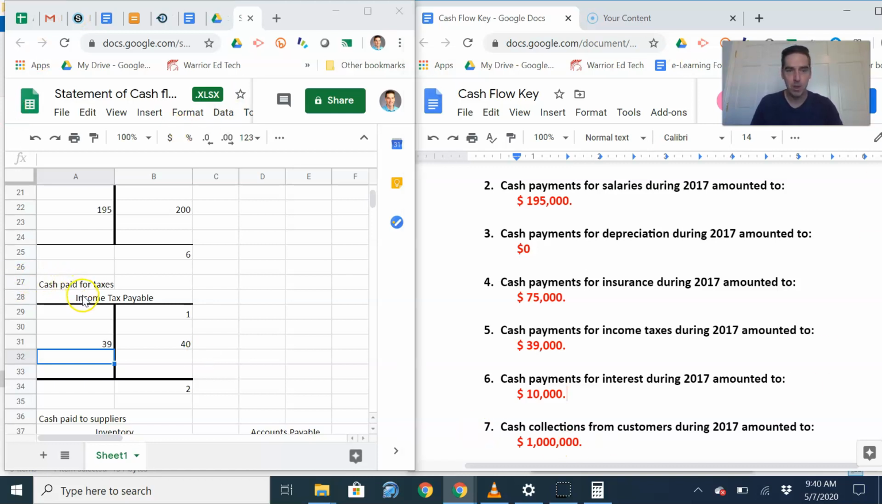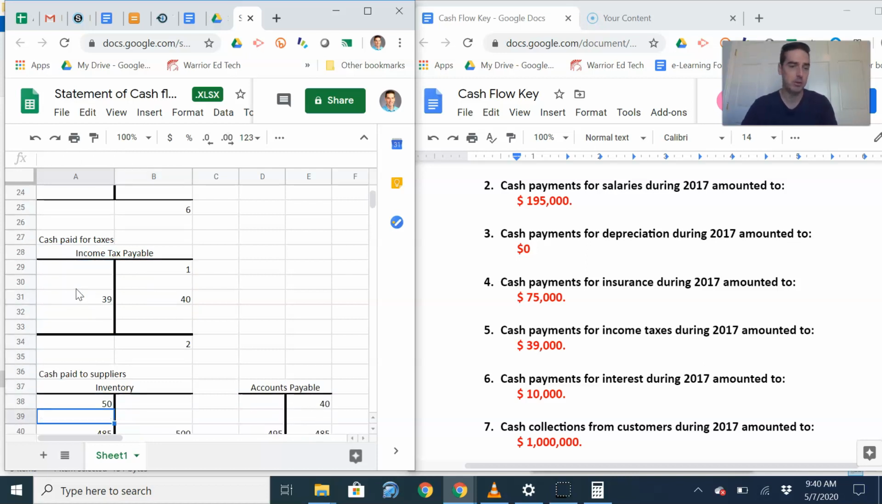So now we're going to go on to the cash payments for interest.